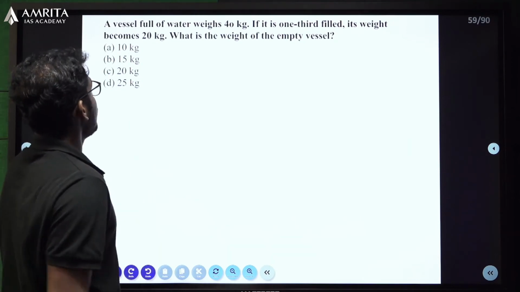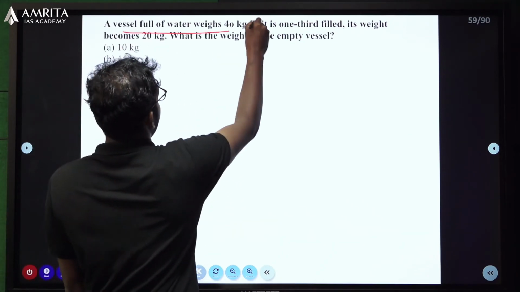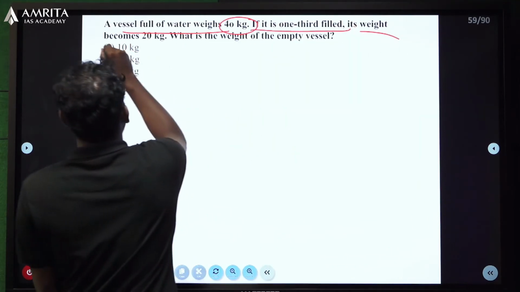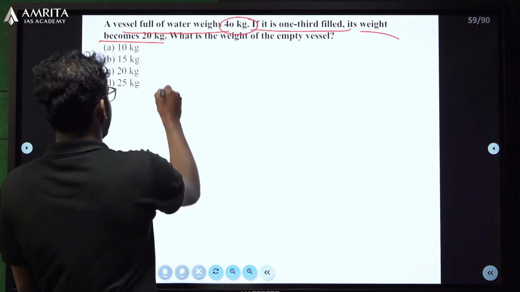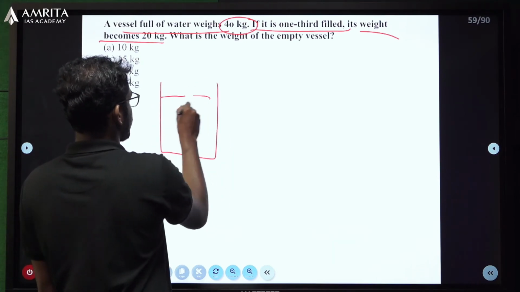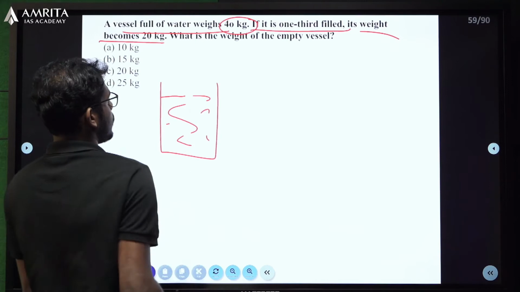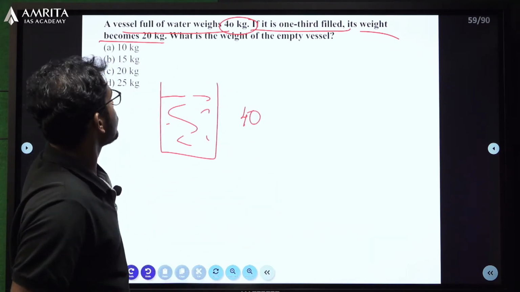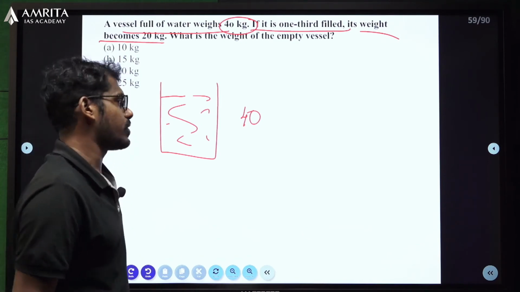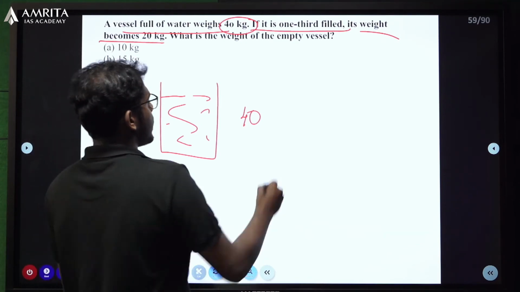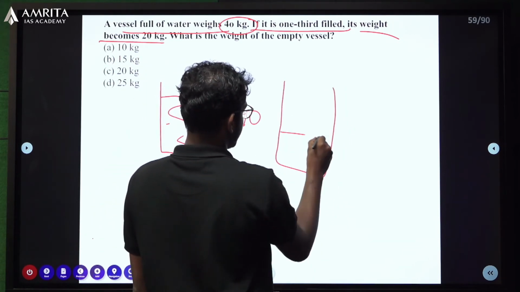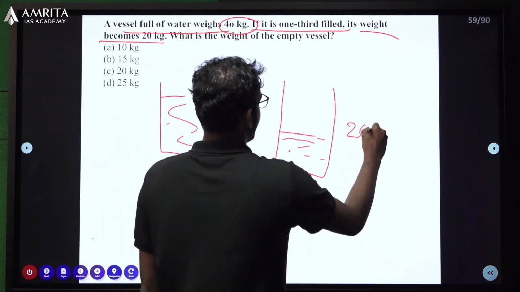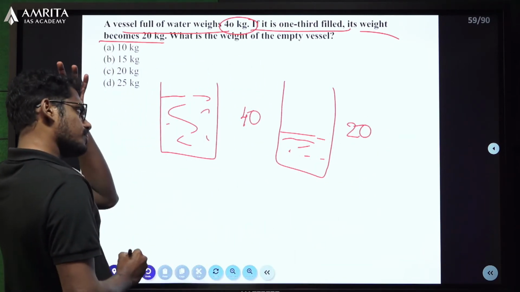Next one. A vessel full of water weighs 40 kilogram. If it is 1/3 filled, its weight becomes 20 kilogram. Okay. So with water, the vessel has a weight of 40 kilogram. If it is 1/3 filled, its weight is 20 kilogram.